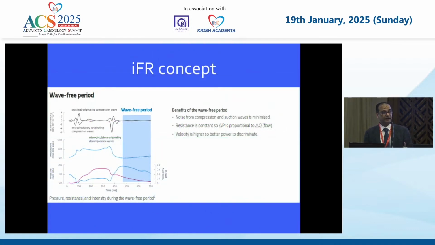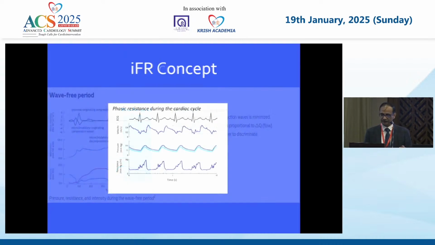This is the wave-free period. There is also some suction which takes place during the normal cardiac cycle, and this is eliminated in this time of continuous flow. And velocity is higher because flow is in diastole, so it's easier to discriminate.